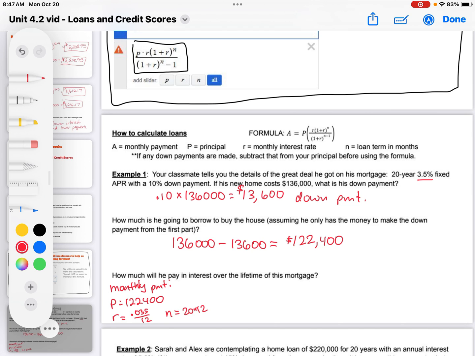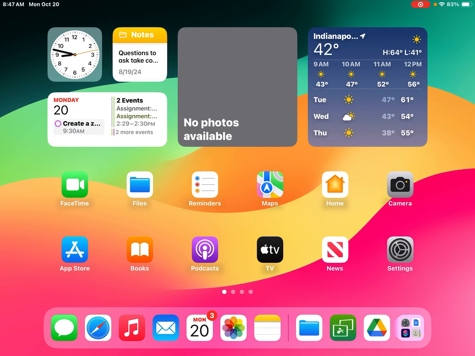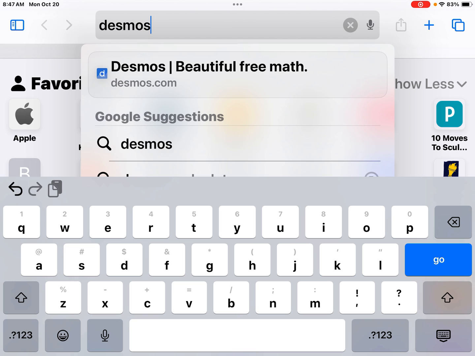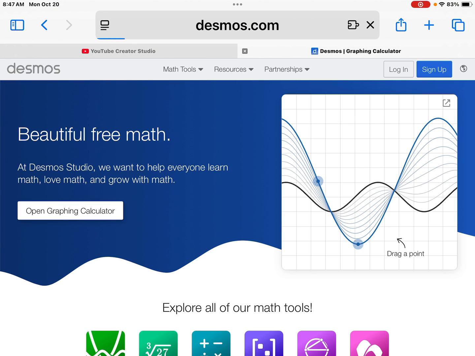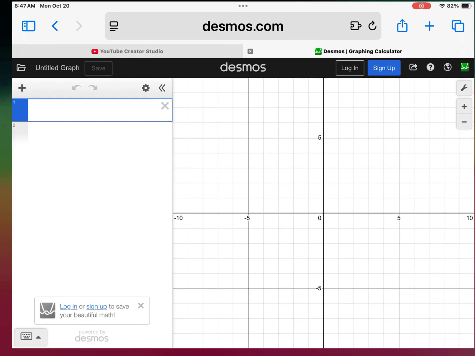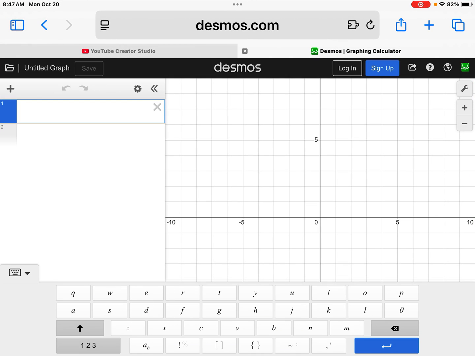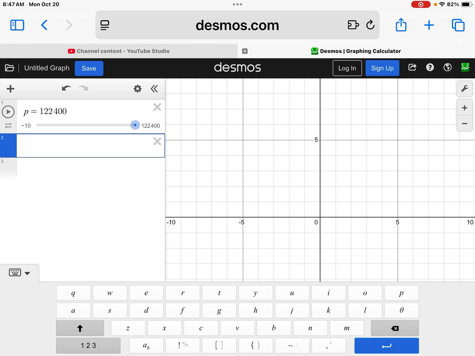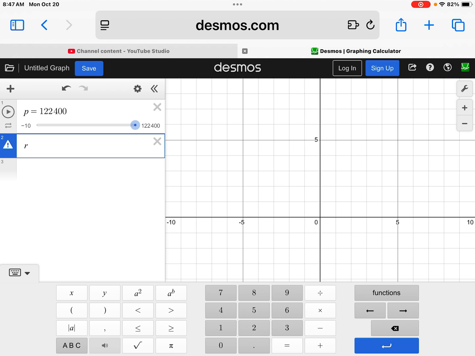Let me go to Desmos here real quick. You're going to go into Desmos, and do graphing calculator. Our P is 122,400, so I'm going to type that in. P equals 122,400. Then we do R equals 0.035 divided by 12.